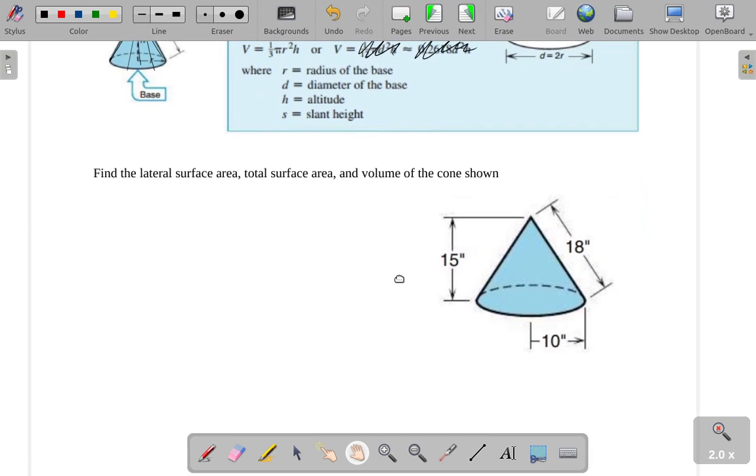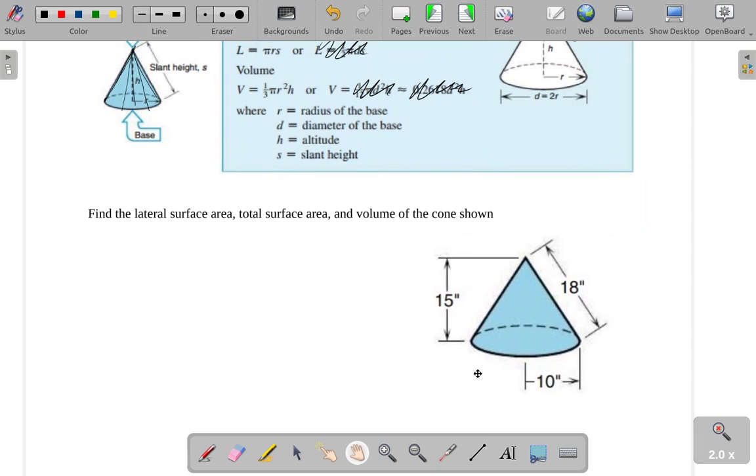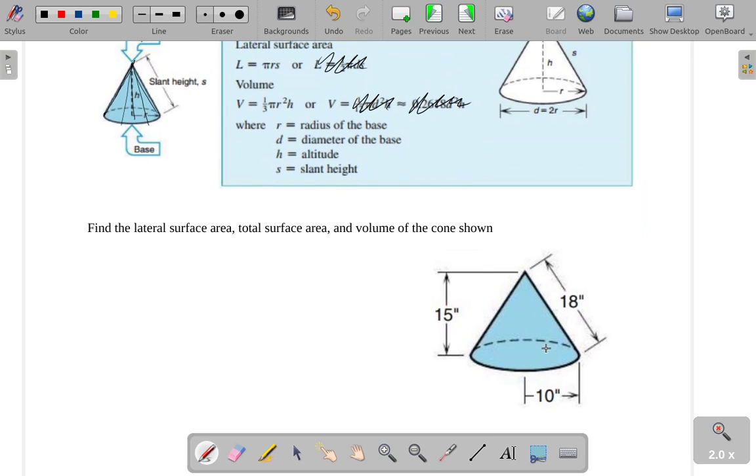Alright, if we want to find the lateral surface area, total surface area, and volume of this cone, first off, our base is down here. So that means the radius of the base is 10 inches. This one right here is s, and this one would be height. Once we have those, it's just a matter of plugging stuff in. The lateral surface area is pi times r times s. That is pi times the radius, which was 10, times the slant height, which is 18.